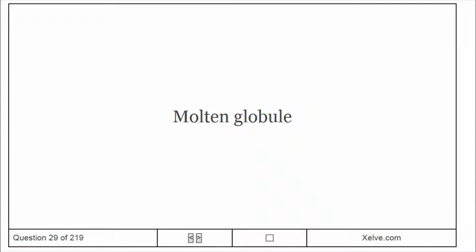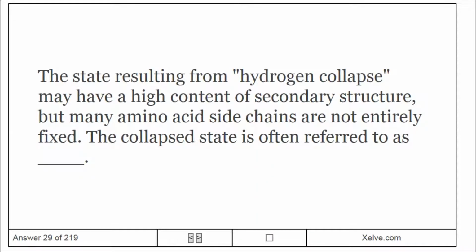Molten globule. The state resulting from hydrophobic collapse may have a high content of secondary structure, but many amino acid side chains are not entirely fixed. The collapsed state is often referred to as a molten globule.